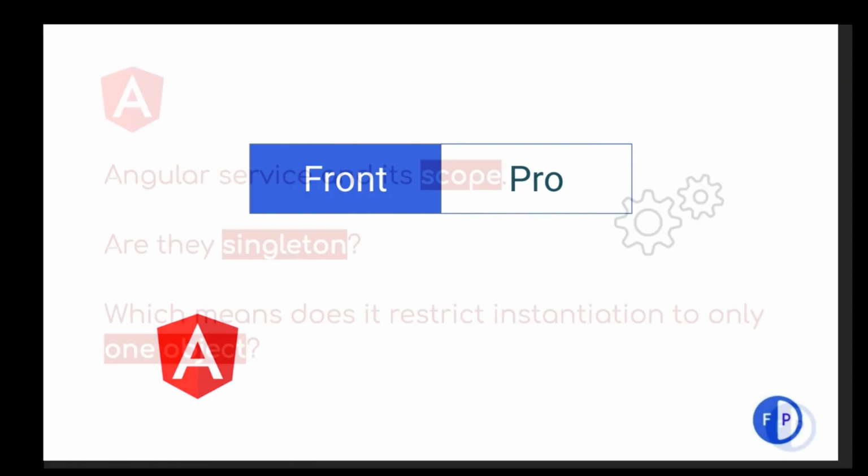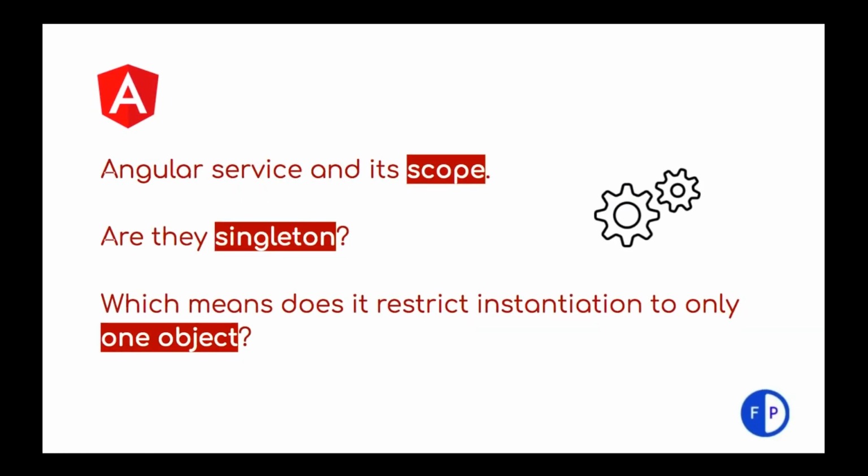Welcome to Front Pro. Today we are going to do some experiments with services in context of its scope and number of instances. There is a lot of talk about singleton, which means in Angular we have only a single instance of a service. We will verify it.